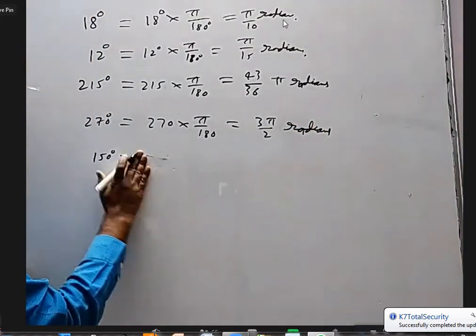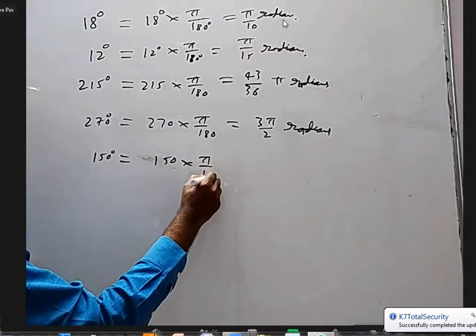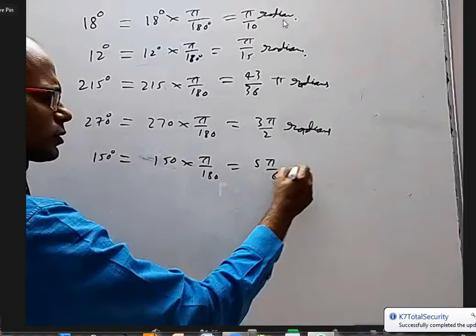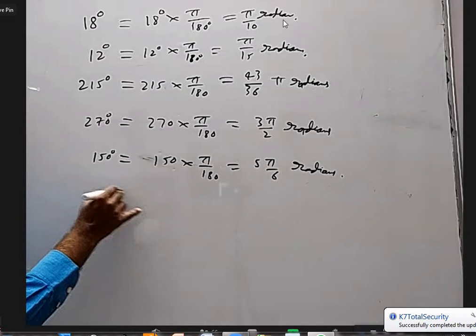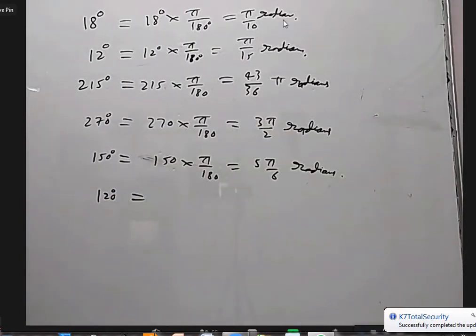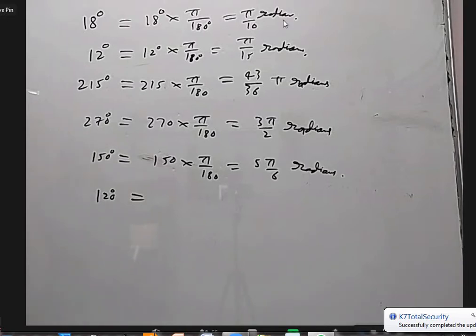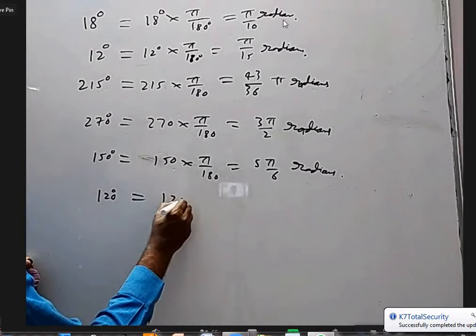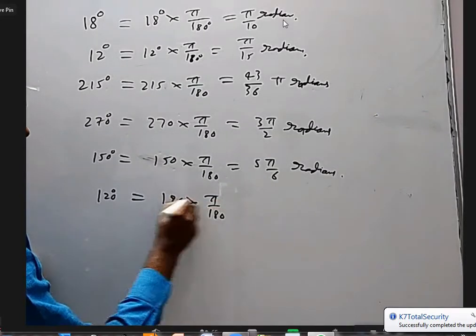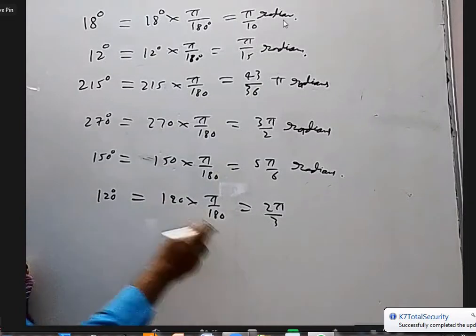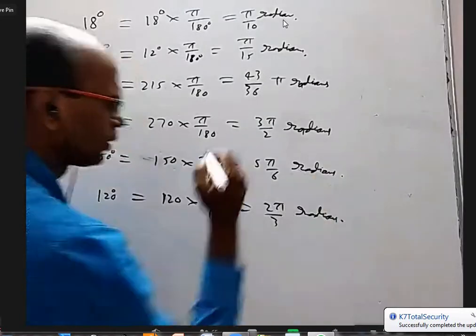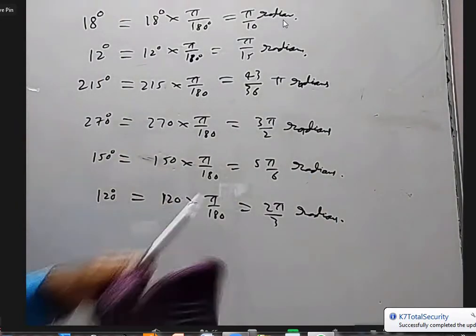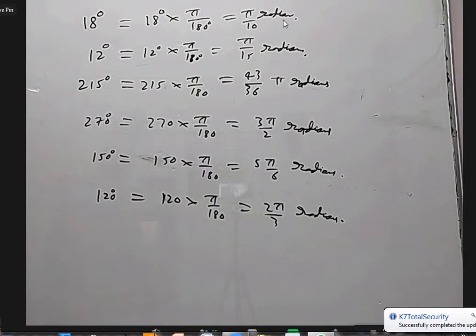150 degrees will be 5 pi by 6 radians. Just one more. You write 120 degrees, and then we'll do the other way. 120 into pi by 180 is 2 pi by 3 radians. Whenever you want to convert degrees into radians, just multiply by pi by 180. These are just a few examples. That's all.